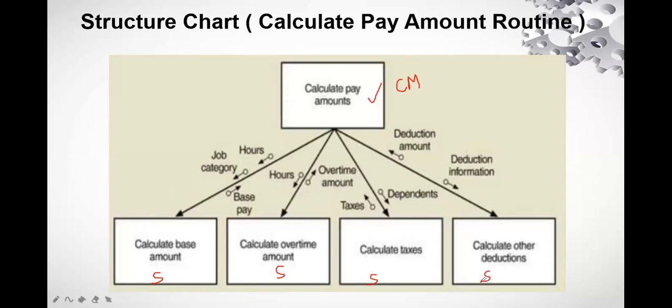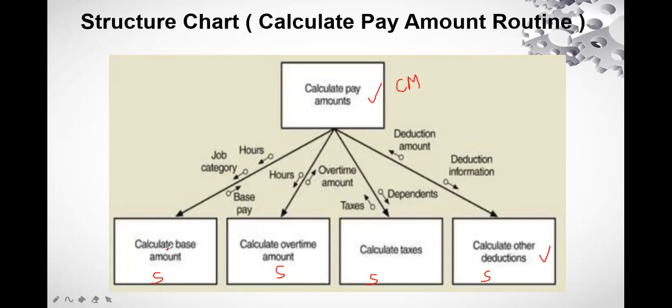With the help of this, I have decomposed the complete process into four tasks which can easily be accomplished. Calculate base amount, first of all. Then I'll calculate the overtime amount. Then I'll calculate the taxes for the employee. And then I'll calculate the deductions. And then finally, with the help of these, I'll get the complete amount of pay.